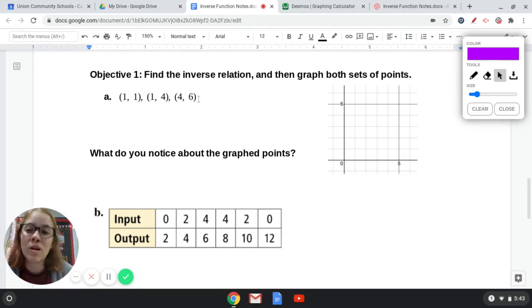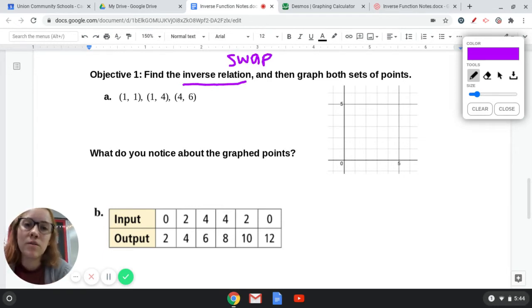So for example, part A, we have 3 different points, (1, 1), (1, 4), and (4, 6). In part B, we have a table. Sometimes we may be given a graph, or maybe we're given a formula or a function or an equation. There are lots of different ways to show the relationship between x and y. So we're going to do examples with lots of different kinds of relations. So finding the inverse relation, remember that we swap x and y.